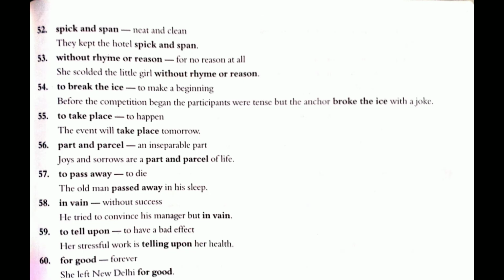Number 52 is spick and span. That is neat and clean. They kept the hotel spick and span. That means the hotel, the area is very neat. And 53, without rhyme or reason, for no reason at all. She scolded the little girl without rhyme or reason. Rhyme, the smaller children used to say the poem in a rhythmic form, but here the meaning is not the same. That means the person is getting scolded without any reason. So this is without rhyme or reason.